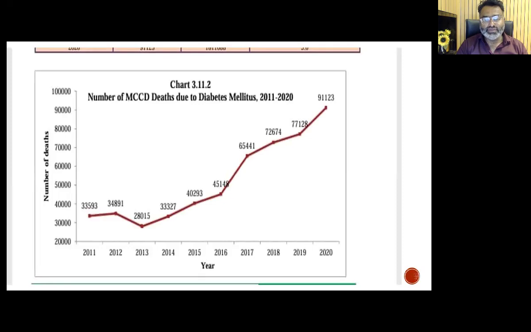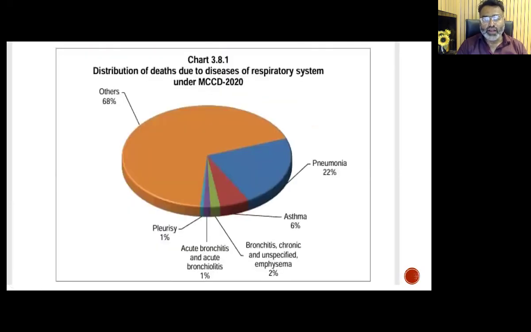Here are a few graphs of how the medical certification of cause of death yearly report comes up with interesting data. From 2011 to 2020, this is the death due to diabetes mellitus. You can see an increasing trend of deaths due to diabetes mellitus, so policymakers are in a better position to take action on this. Have a look at this distribution of deaths due to respiratory system causes. The most important are pneumonia, asthma, emphysema, pleurisy, and other causes.